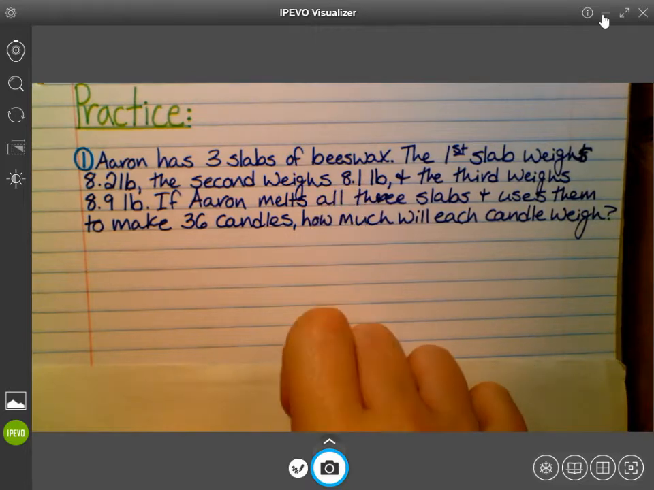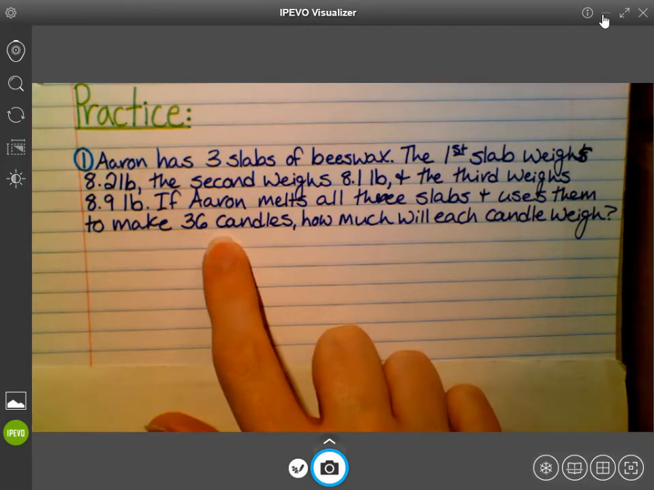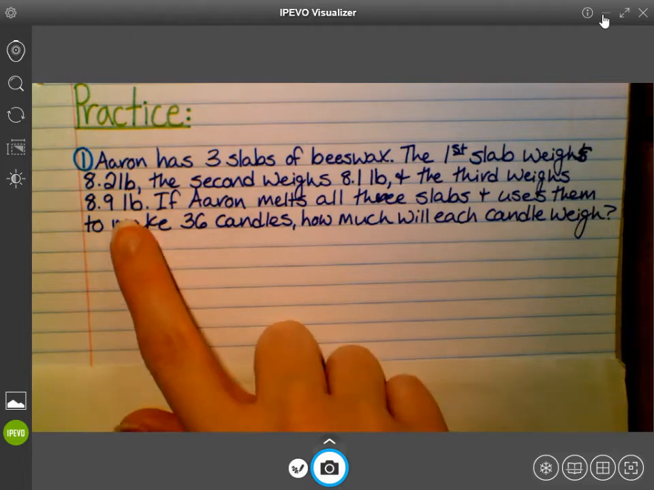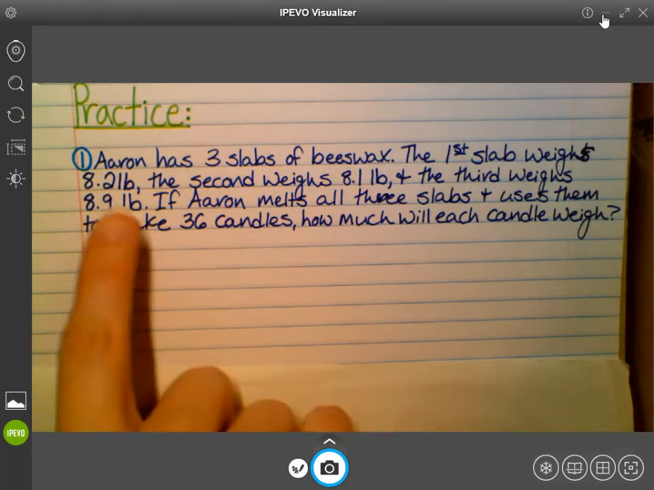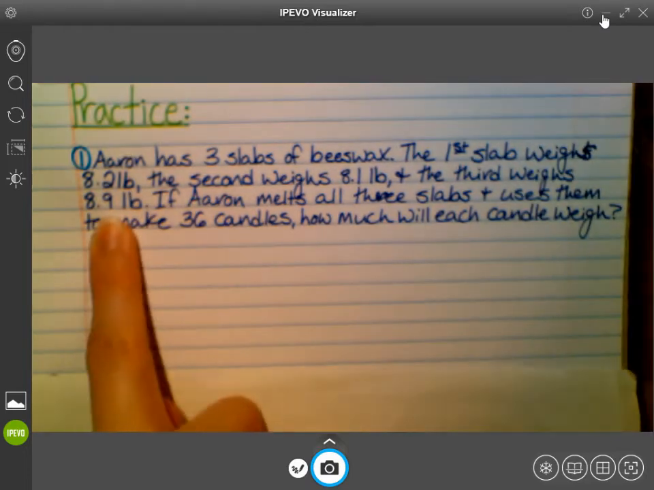What's another important piece of information here? Mackenzie? He wants to make 36 candles. And there's one more important piece of information. What is it, Michael? There's 8.9. Exactly. The first slab is 8.2 pounds, second 8.1 pound, third 8.9 pounds.